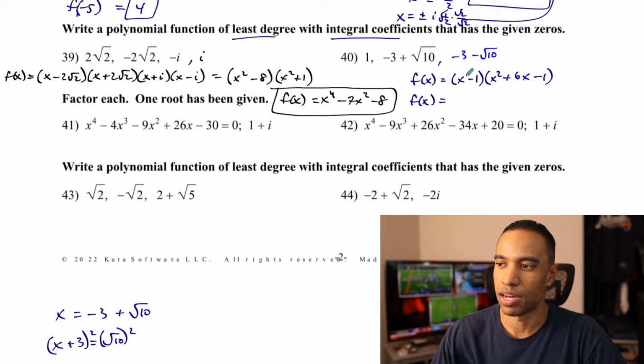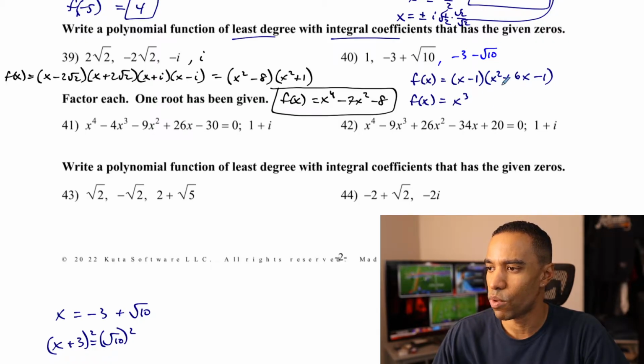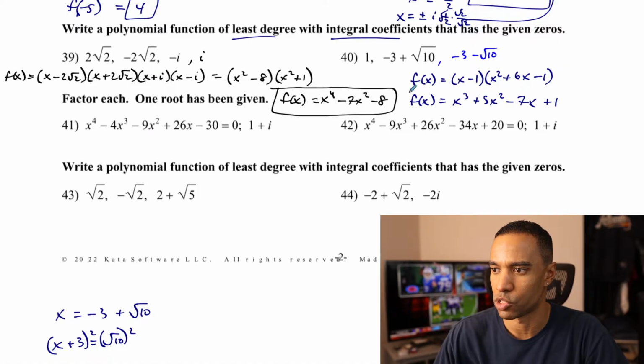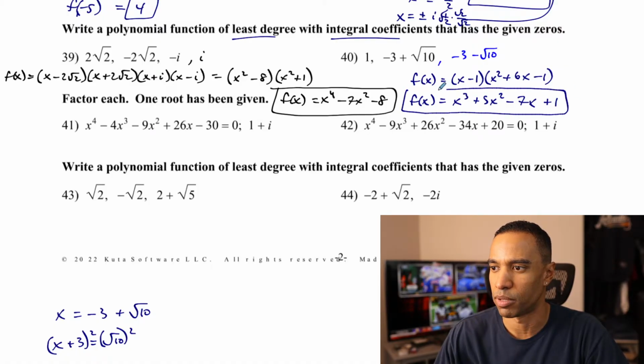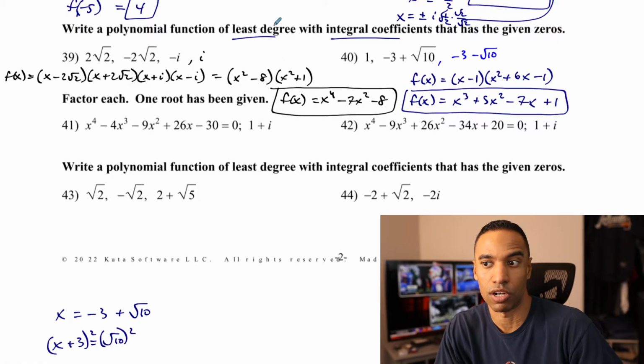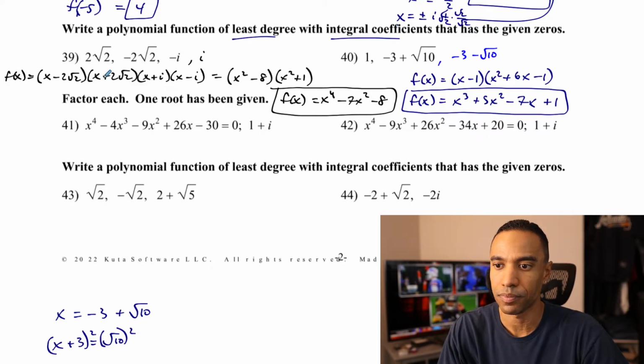Now let's keep expanding that through distribution. That's x cubed plus 6x squared minus 1x squared is plus 5x squared. Minus 1x minus 6x is -7x. And -1 times -1 is plus 1. I got to speed this up a little bit, so there it is. I don't even know if they asked me to do it in standard form, so they just did that.